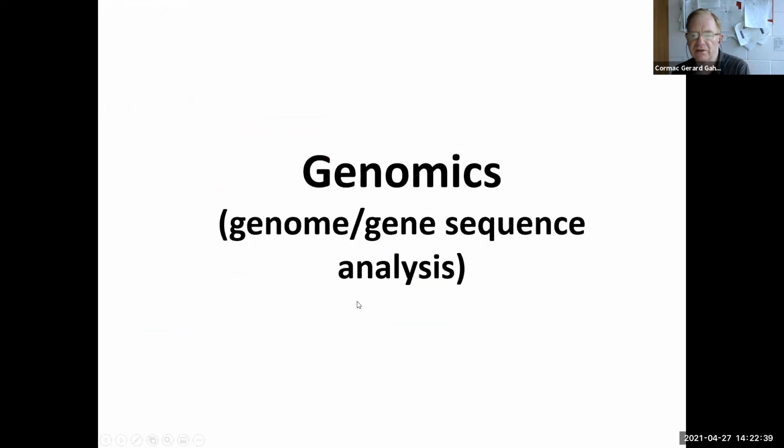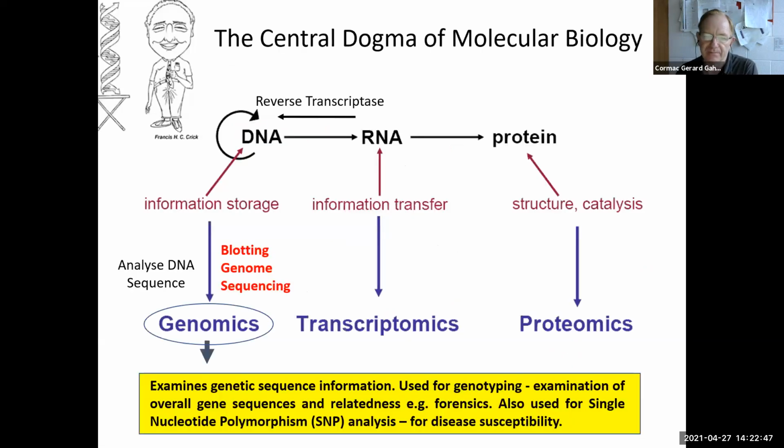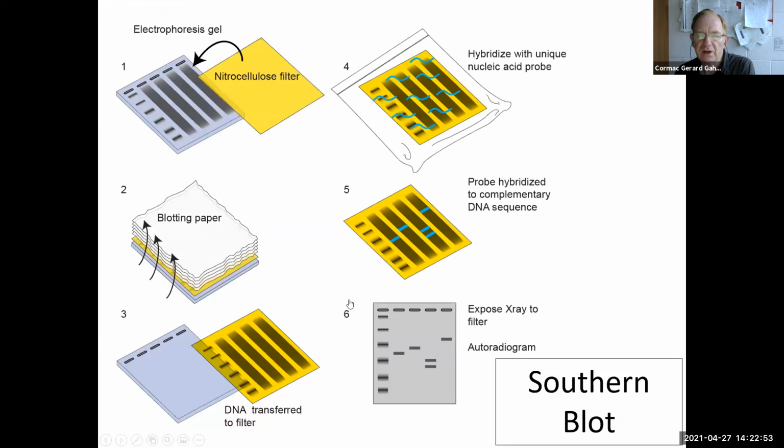So the first thing we'll start off with is genomics. How do we understand whether a gene is present or what the sequence of that gene is? This examines genetic sequence information. And the first test is called a Southern blot. A Southern blot is used to tell us whether a gene of interest is present. So is that piece of a gene present in a sample?